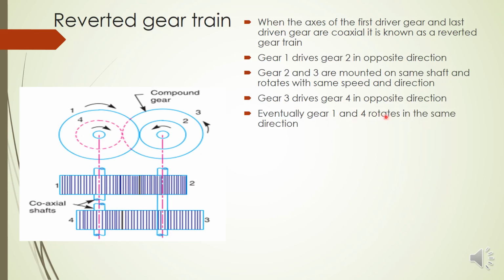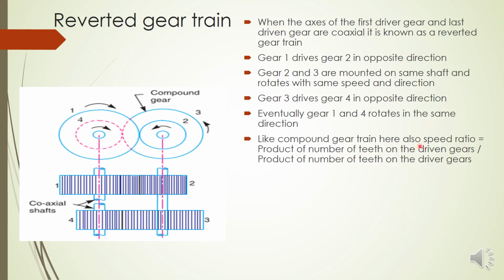And eventually gear 1 rotates gear 4 in the same direction. That is why it is used in watch, clock, etc. By using this arrangement we are getting 1 and 4 in the same direction. So in watch, clock, etc., the minute hand, hour hand, all the hands will be rotating in the same direction, that is clockwise.